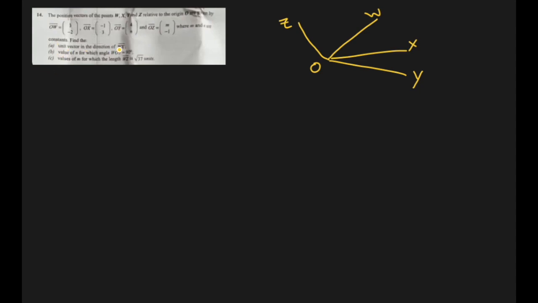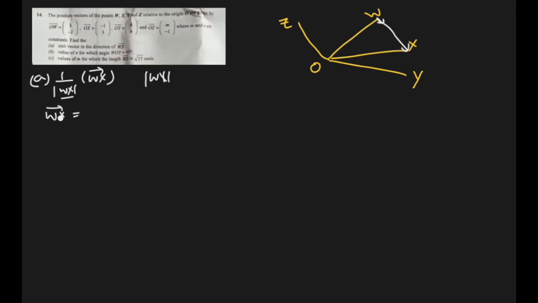Unit vector in the direction of WX rather, WX. So starting with W going into X. This is a vector, and we want only the unit vector, which is very small as compared to the whole vector. And for finding this, we write the magnitude of WX, and we divide the vector WX by its own magnitude. Basically 1 over magnitude WX multiplied by WX. So let's find the magnitude of WX. Okay, for that we should know the vector WX first.